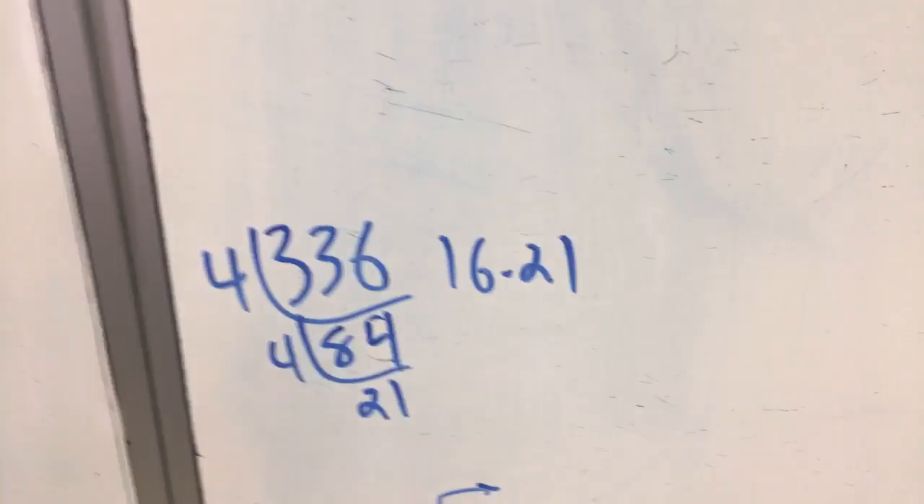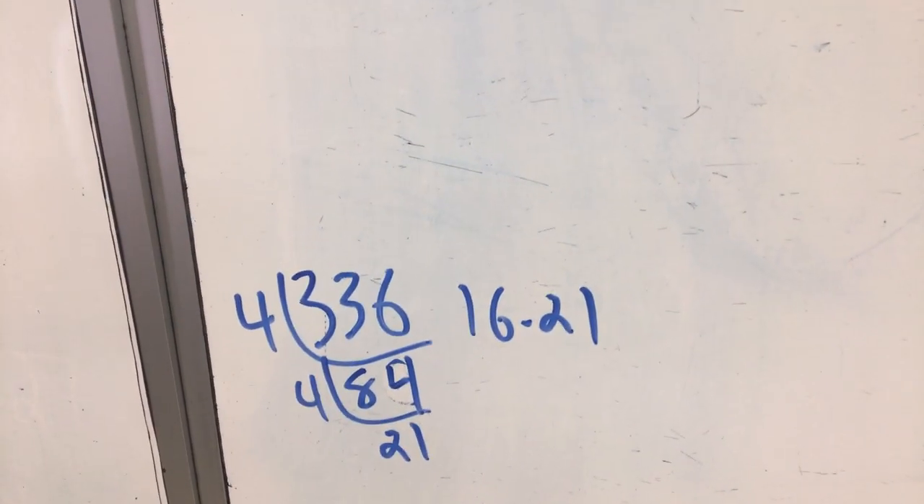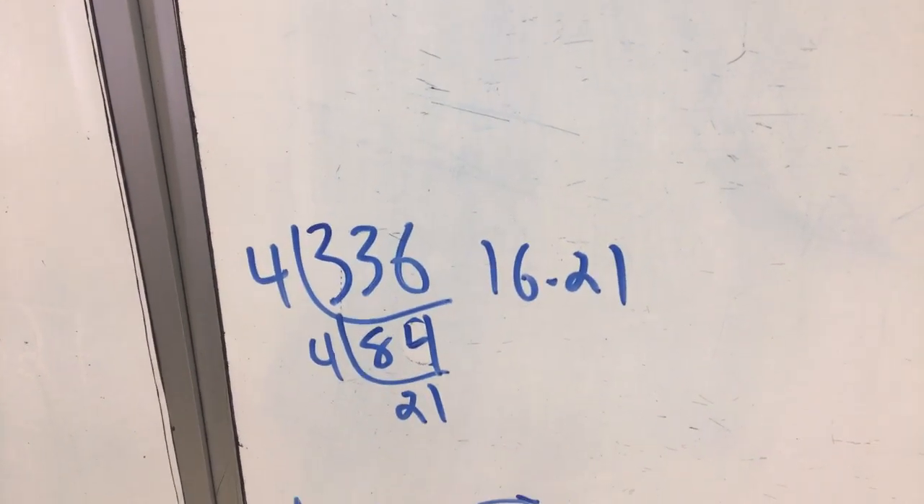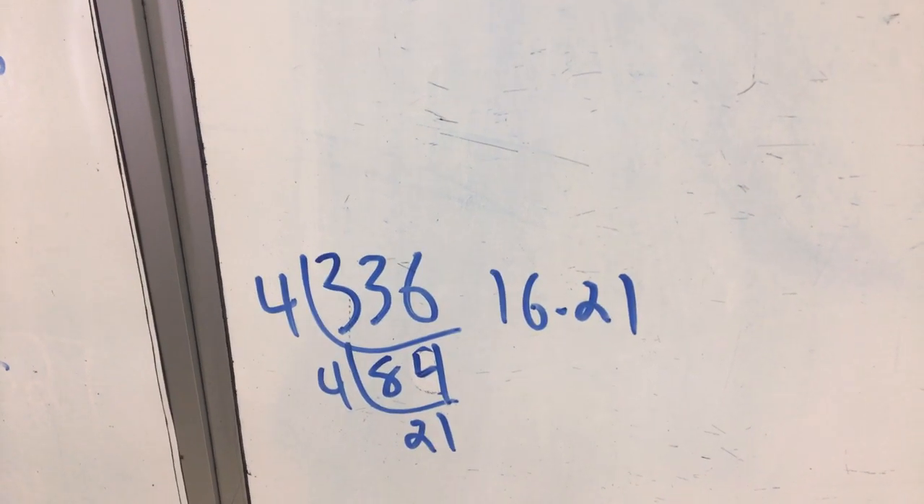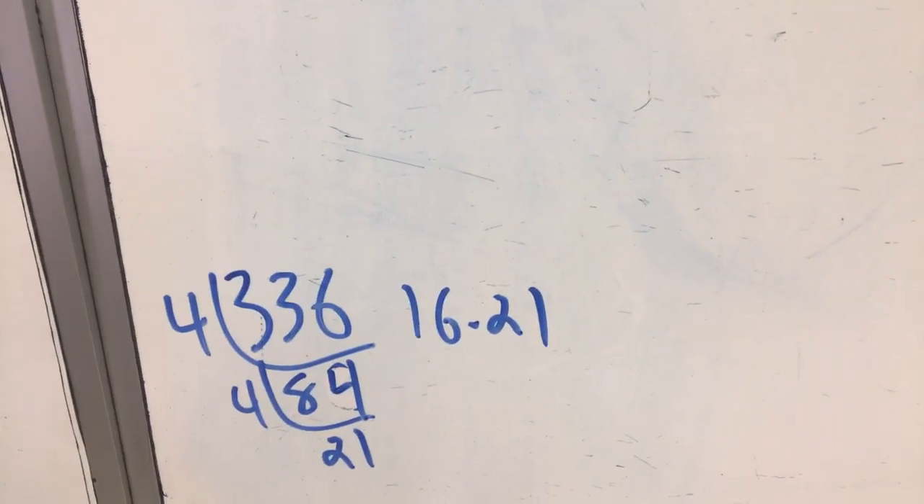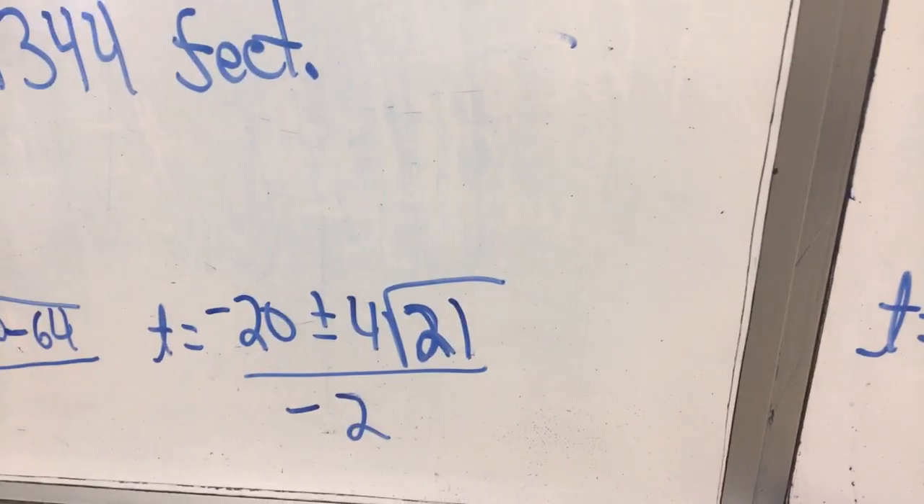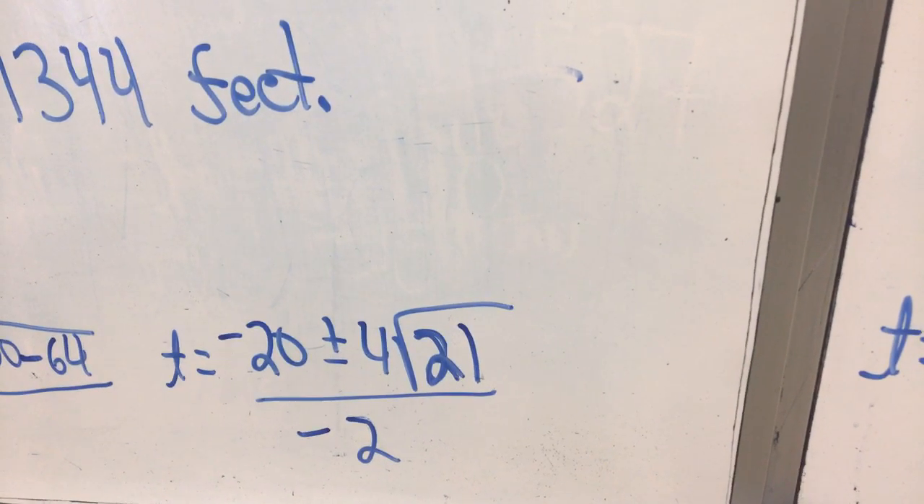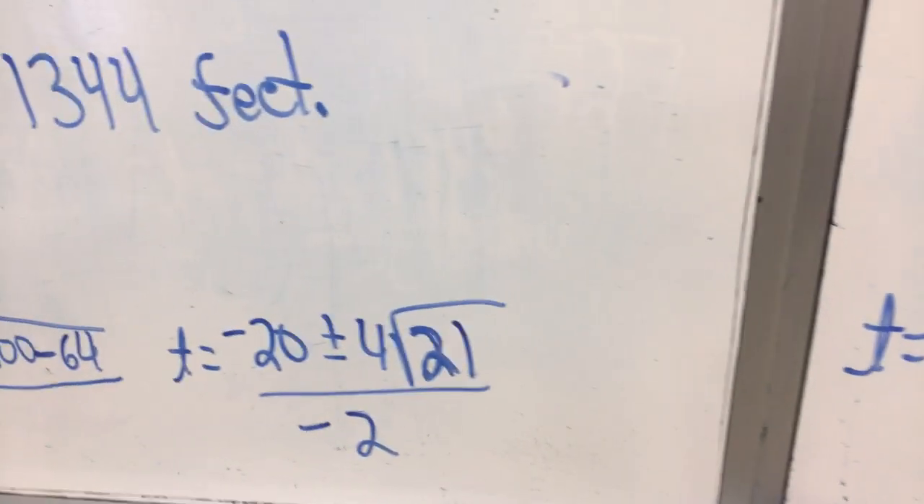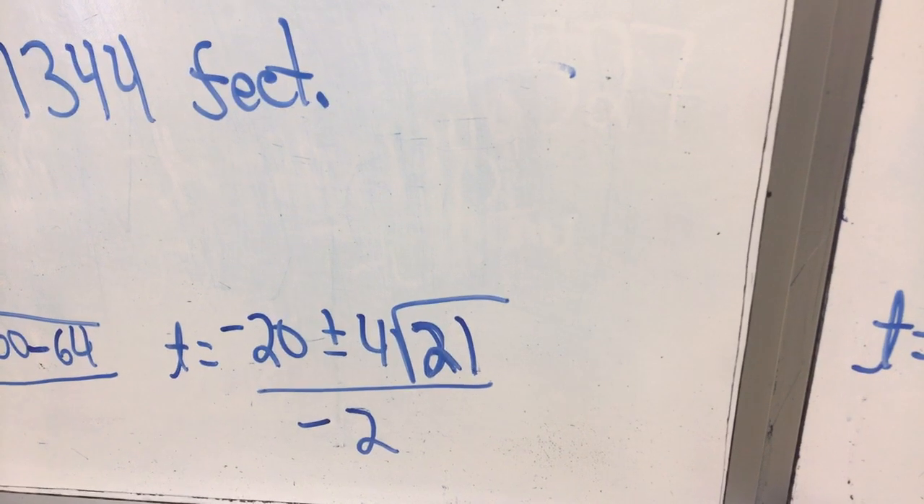Now, how did I get that? Take 336 and divide it by 4. And then divide it by 4 again. Well, 4 times 4 is 16. So 336 is equal to 16 times 21. What's the square root of 16? 4. Okay? And then when you divide that by negative 2, now this is where magic happens. Negative 20 divided by negative 2 is 10. 2 goes into 4 twice.